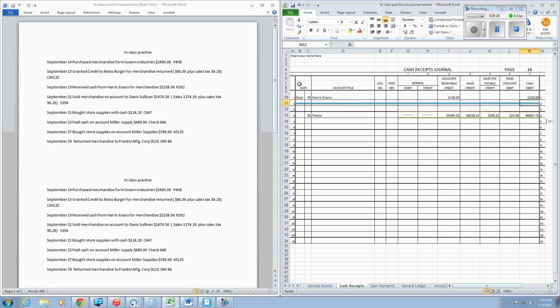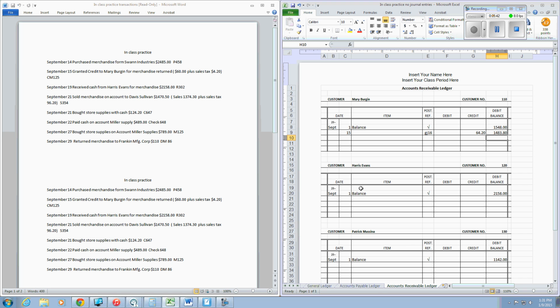And so we go back to the questions that we asked before. Is it under a general debit or credit? No, it's not. Is it in the general journal? No, it's not. Does it fall underneath the accounts receivable or accounts payable column? It does. The 2158 falls under accounts receivable. So we're going to post that just to Harris Evans. So where do I go? Well, I go to the accounts receivable ledger.